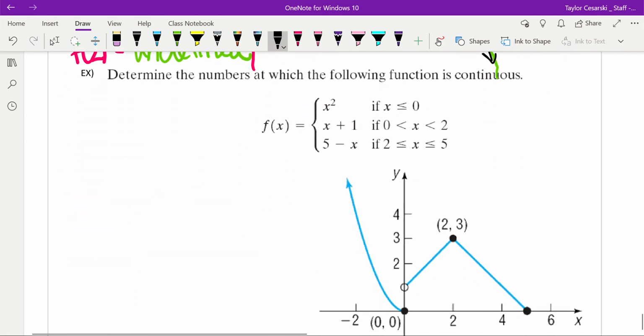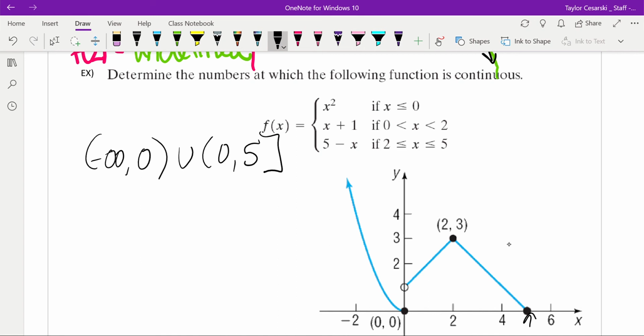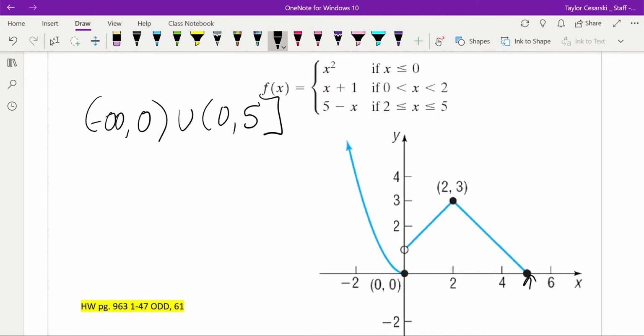All right, last one, determine the values at which the function is continuous. So we just have one place right here that it's not continuous, but I'm also going to notice that this function actually stops at 5. So I have negative infinity to 0, not including 0 because it's not continuous there, and then 0 to 5, bracket on 5, because it actually stops at 5. All right, it doesn't say to analyze with limits, but I'm just going to do the exact same thing I did up there for 0.